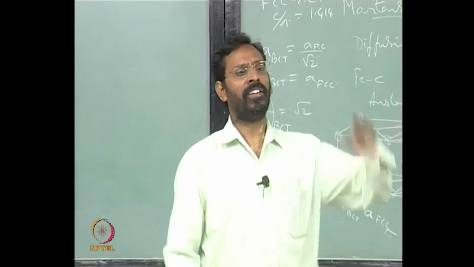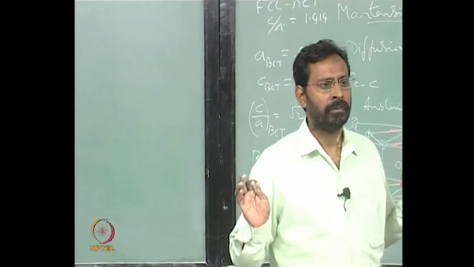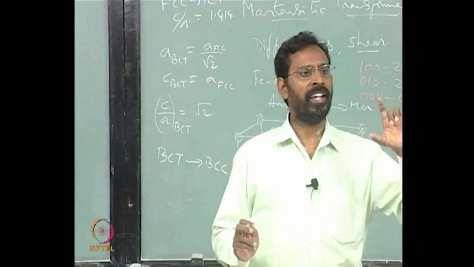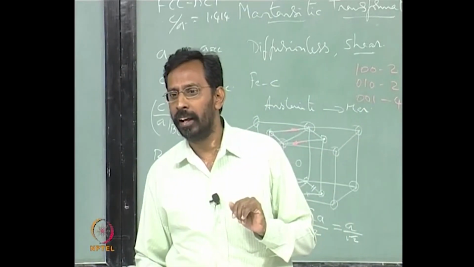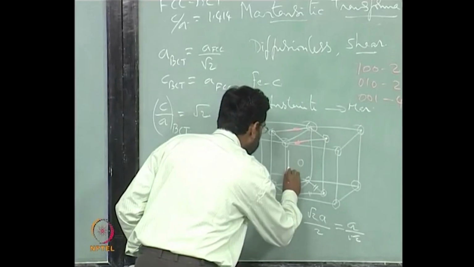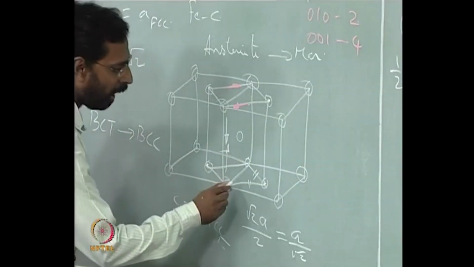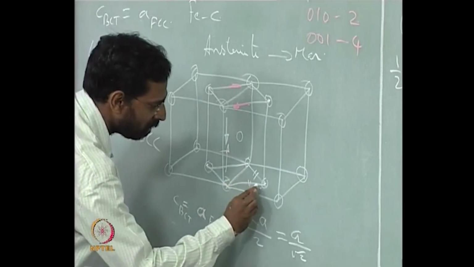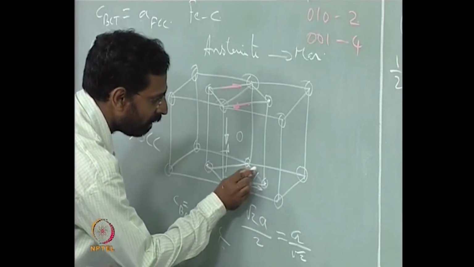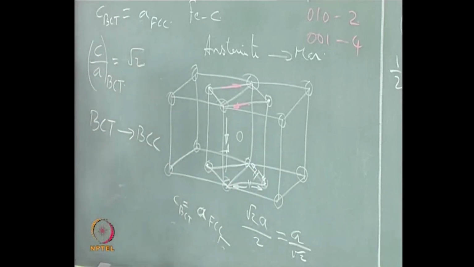If C can shrink completely without A and B elongating, I have no problem. Ultimately I want C to become equal to A. That means this has to shrink, this has to elongate, and these two have to elongate and this has to shrink. That is where the whole problem is in the iron-carbon diagram.